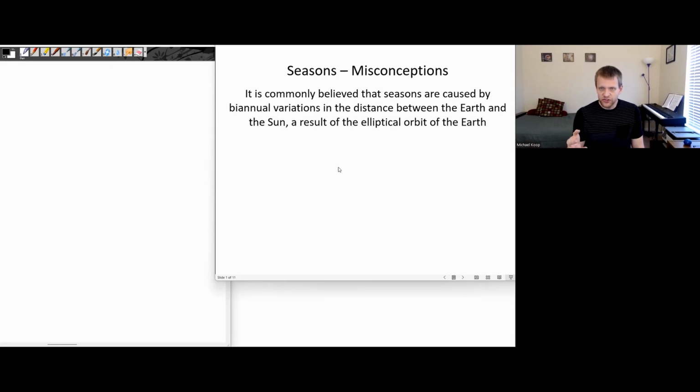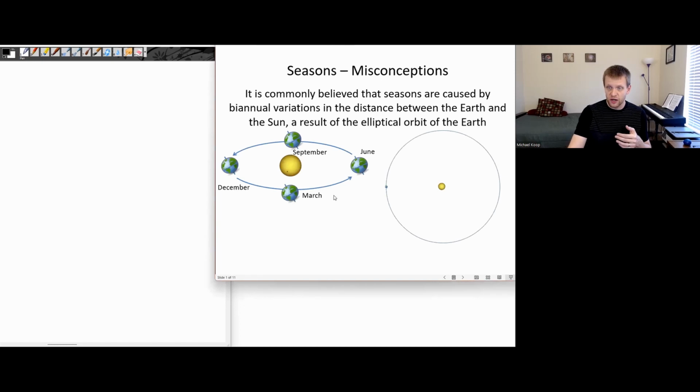Let's start by getting rid of a couple of misconceptions about the seasons. A lot of people think that the seasons are caused by annual variations in the distance between the Earth and the Sun. Sometimes the Earth is a little bit closer to the Sun. Sometimes the Earth is a little bit further away from the Sun because the Earth's orbit is slightly elliptical.